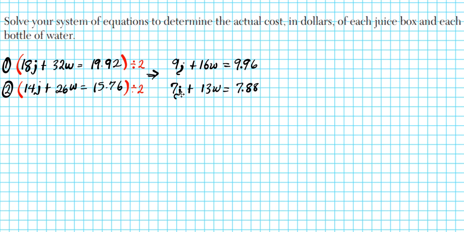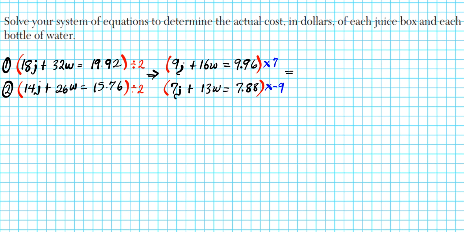Now to solve this system, we can eliminate either the W's or the J's. It doesn't matter. Let's go ahead and eliminate the J's. So what I want is to create opposites. What is the LCD of 9 and 7? The LCD of 9 and 7 is 63, right? So I want to convert these two to 63 and its opposite, negative 63. To accomplish that, I will simply multiply the first equation by 7, which will make this 63, and multiply the second equation by negative 9, which will make this negative 63. So these two will cancel out.